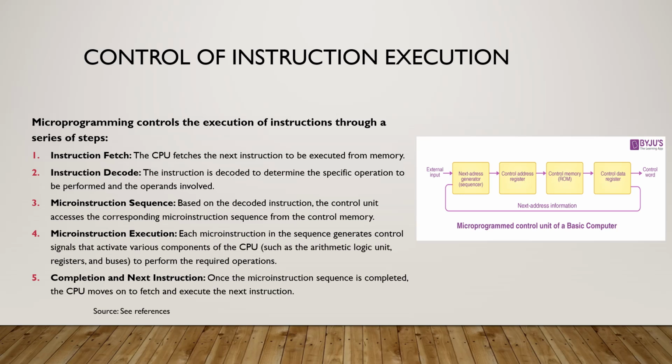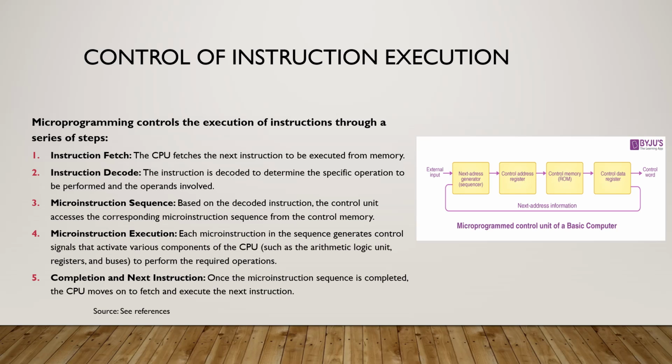Control of instruction execution. Microprogramming controls the execution of instructions through a series of steps. Number 1, instruction fetch. The CPU fetches the next instruction to be executed from memory. Number 2, instruction decode. The instruction is decoded to determine the specific operation to be performed and the operands involved.